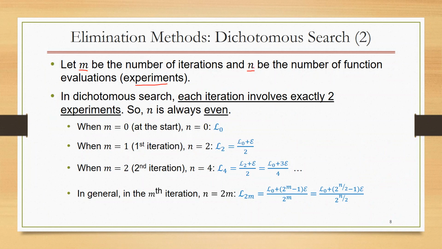Because it will always be 2, 4, 6, 8 in every iteration. So in one iteration, it would be 2. In the next iteration, it would be 4. In the next iteration, you add 2 more, which will be 6, and so forth.